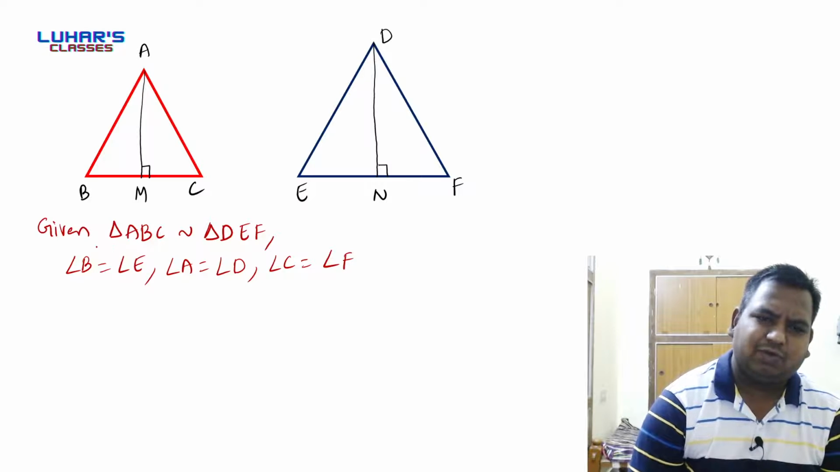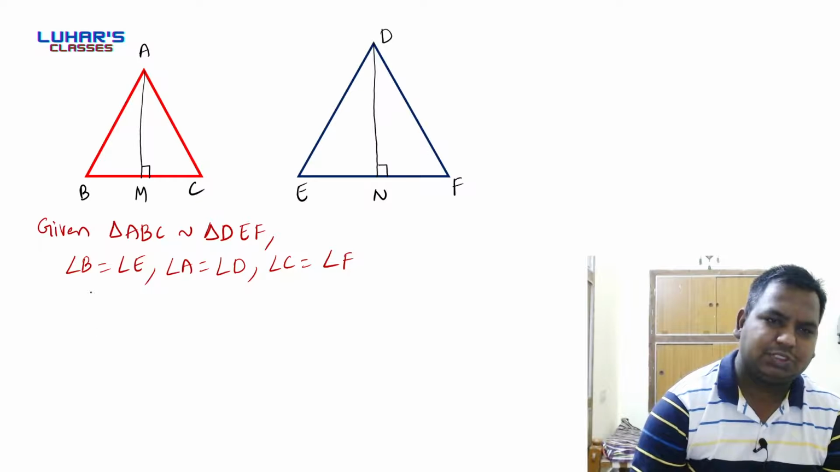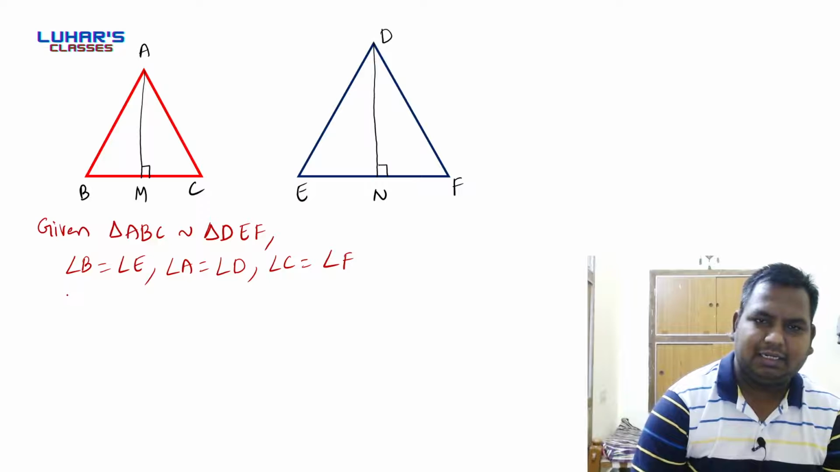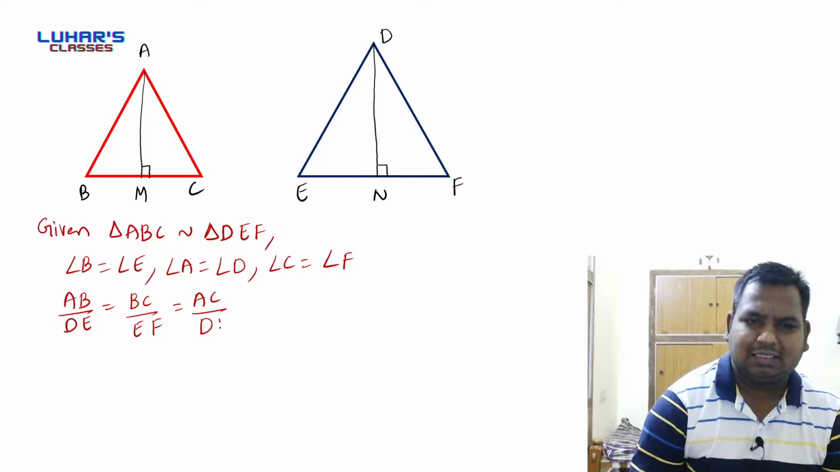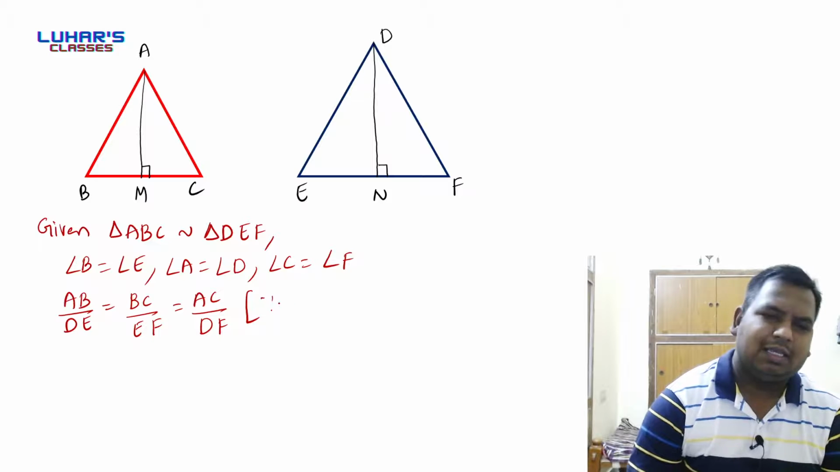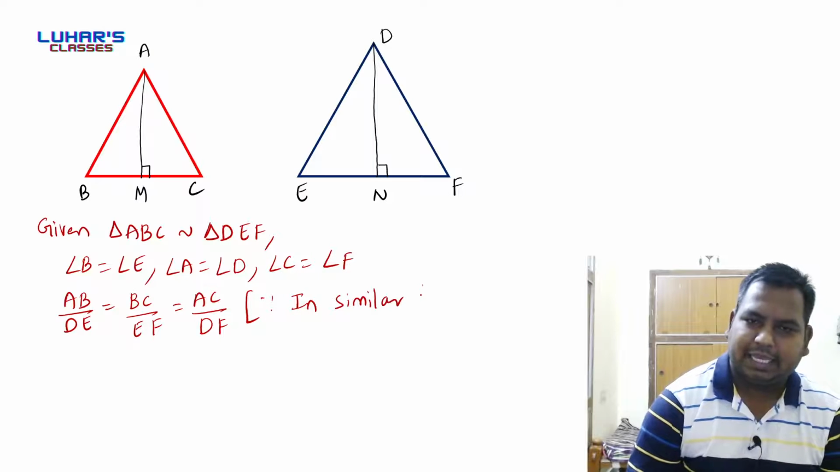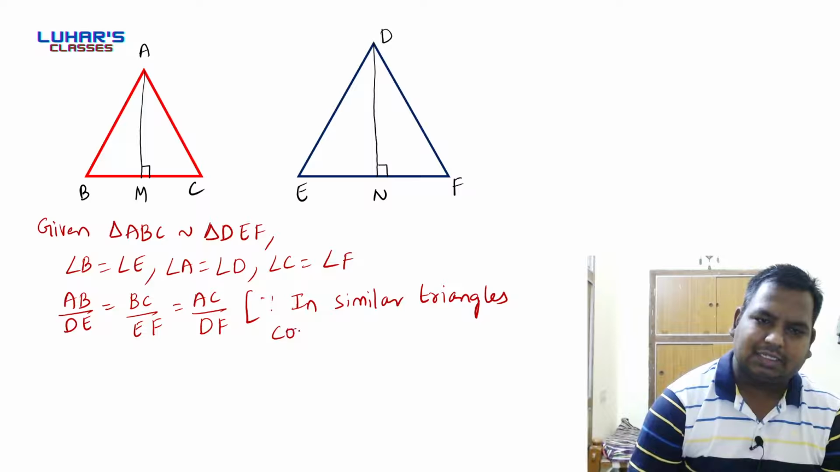As I mentioned just now, if two triangles are similar, then corresponding sides are proportional. So we can write here AB by DE is equal to BC by EF is equal to AC by DF. What is the reason here? The reason is, in similar triangles, corresponding sides are proportional. So let me write here, in similar triangles, corresponding sides are proportional.